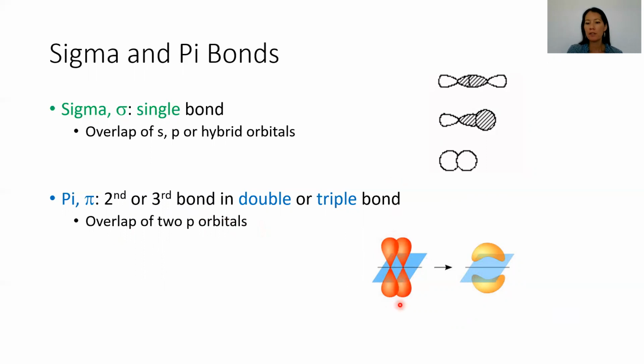Here, let's say this is the z-axis. So we have two pz's overlapping. You see the shading above and below the nodal plane? That's still one pi bond. That would be, say, the second bond of a double bond. Sometimes these can be hard to draw, so sometimes they're drawn this way, which is shading above and below. But either way, this represents one pi bond.